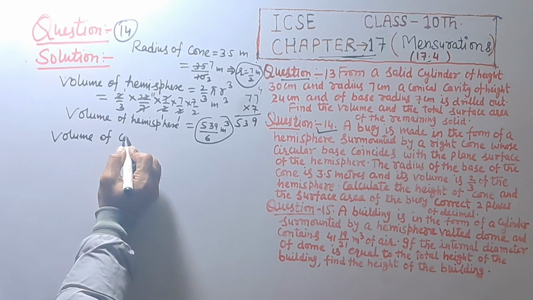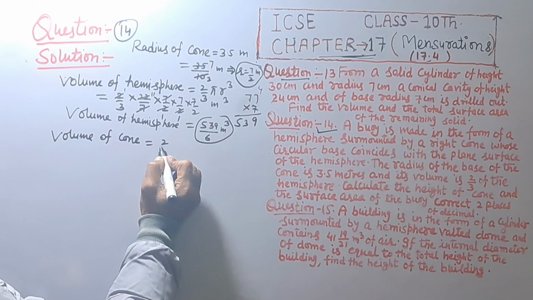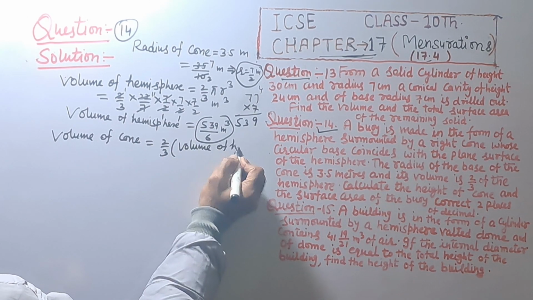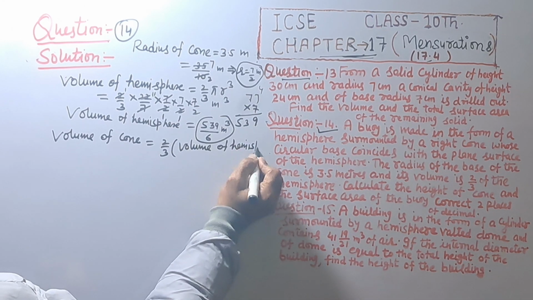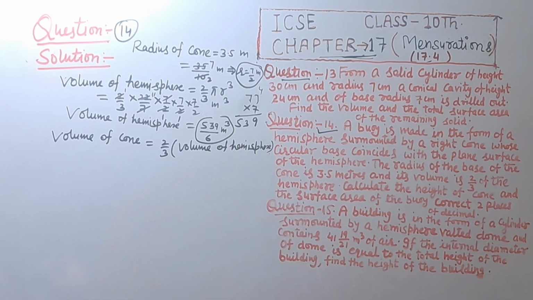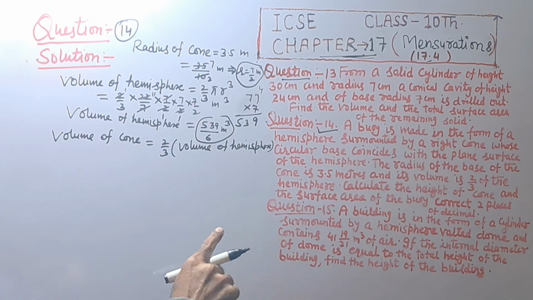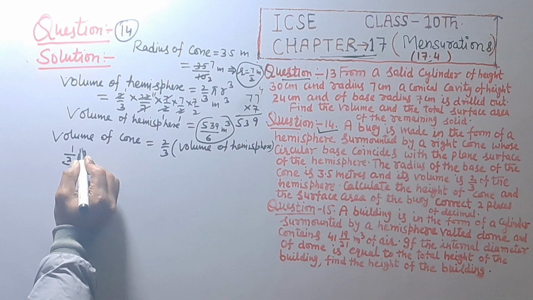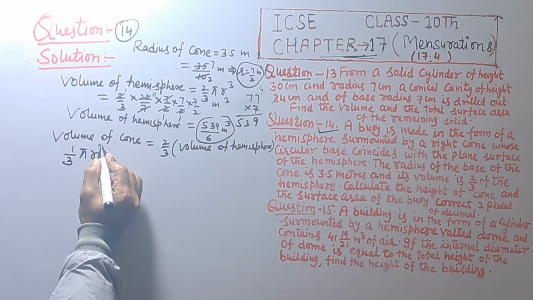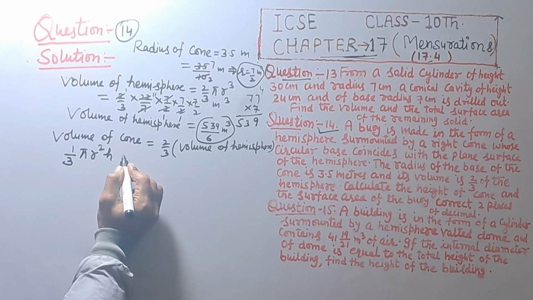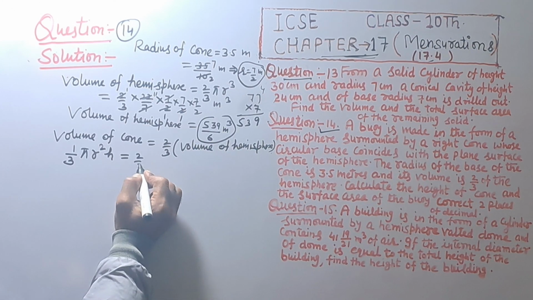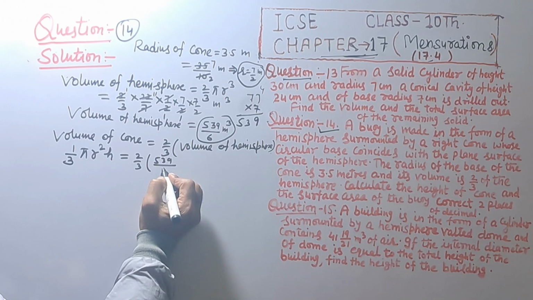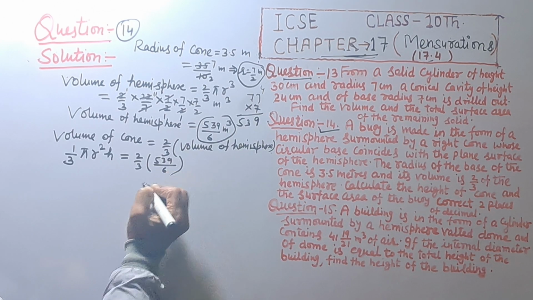So volume of cone is equal to 2/3 of volume of hemisphere. It's given. Volume of cone is equal to 1/3 pi r square h is equal to 2 upon 3 into 539 upon 6.